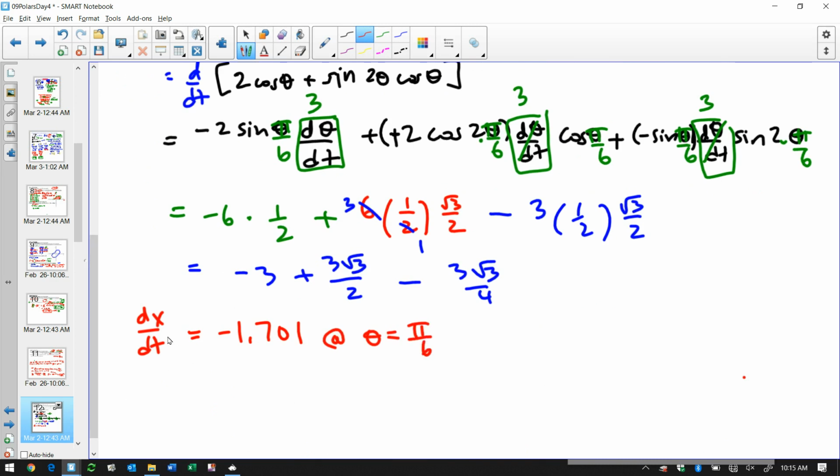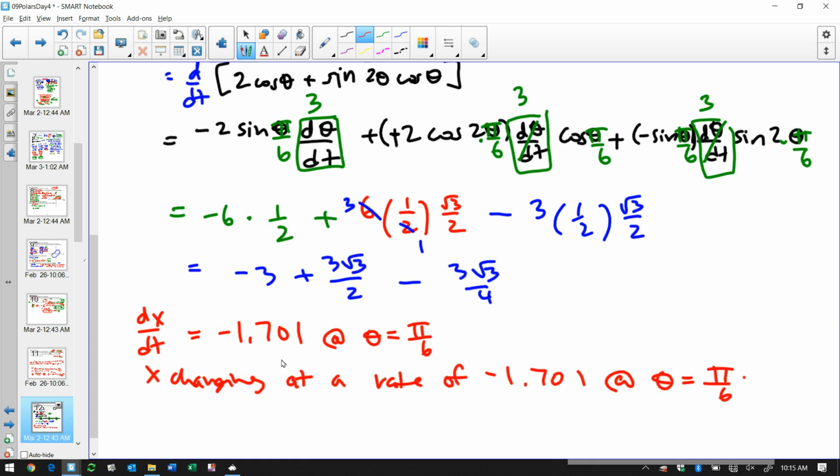Guys, what is dx dt? Think about what dx dt is. You know this from physics. It's the rate, it's velocity, right? And so x is changing at a rate of negative 1.701 at theta equals pi over 6. I can't get the units to this because I can't find a time unit on this problem anywhere. Do you have a time unit? I can't find it, so I just left it like this.